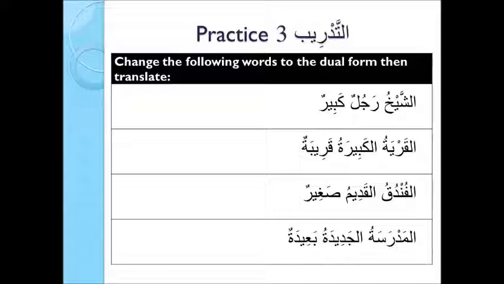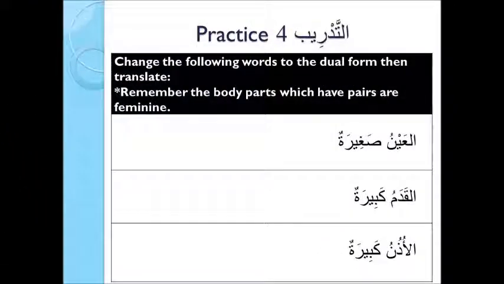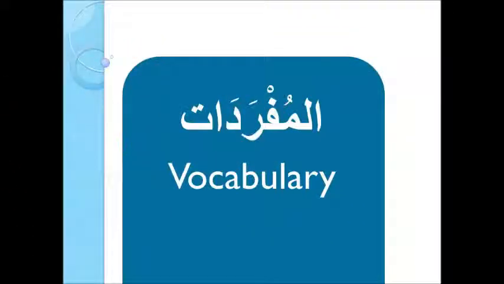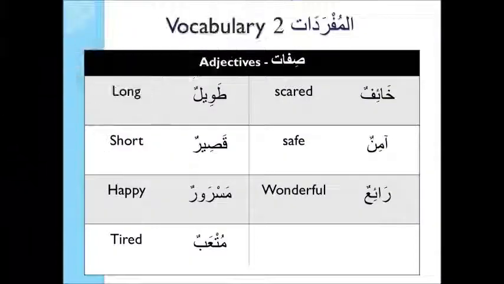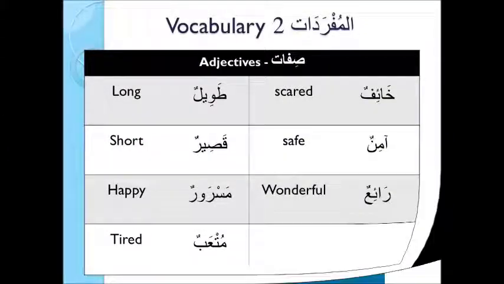التدريب الثالث. Change the following words to the dual form, then translate. التدريب الرابع. Change the following words to the dual form, then translate. Remember, the body parts which have pairs are feminine. المفردات الأول. أجزاء الجسم. The body parts. مفردات الثاني. صفات. Adjectives.